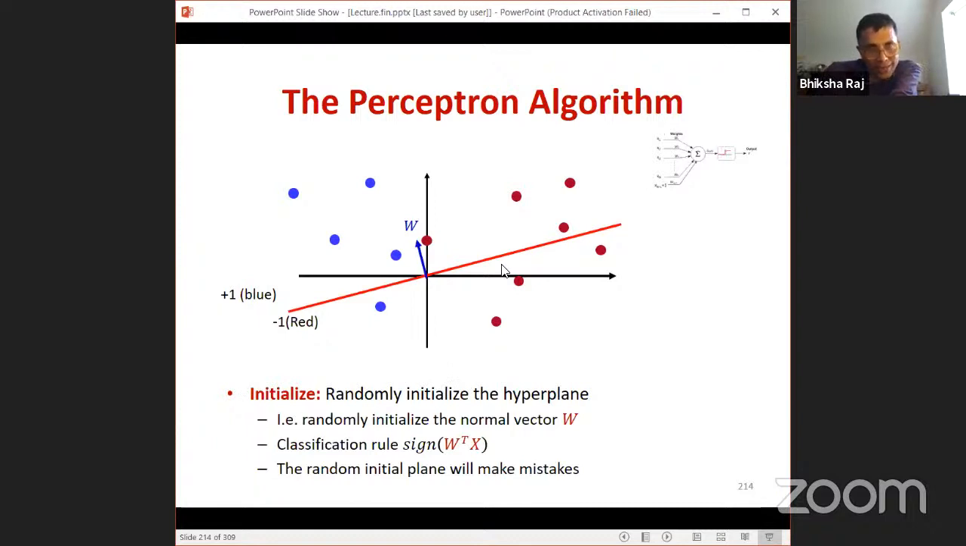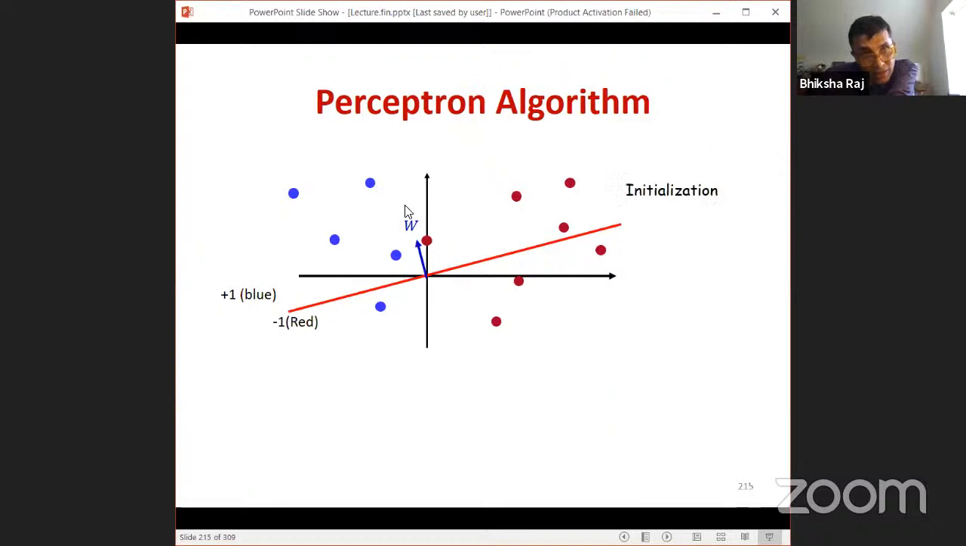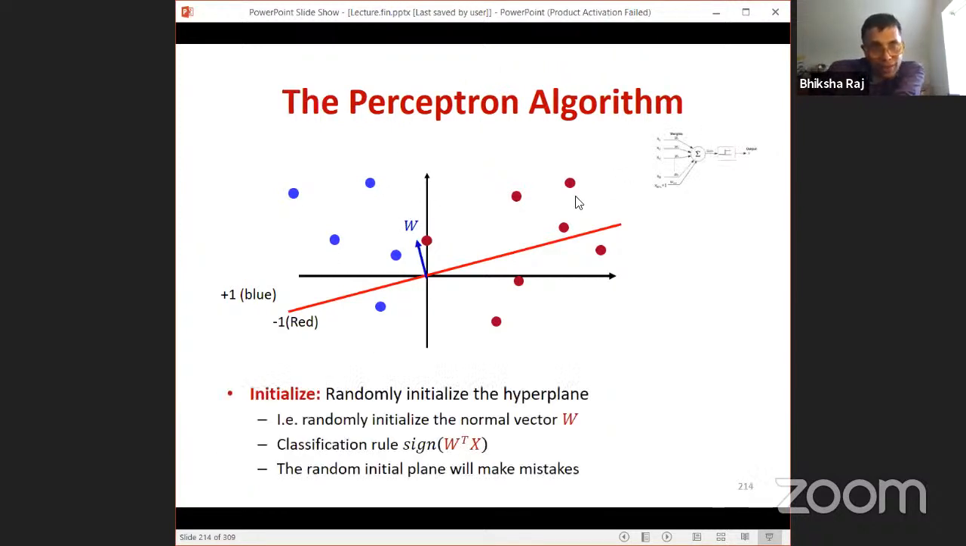You'd randomly initialize some hyperplane. So these are the weights for the hyperplane. And this hyperplane is going to be classifying your training points. It correctly classified these red guys, but it misclassified these red guys. It correctly classified these blue guys as one, but then it misclassified these red ones as also one. It misclassified this blue one as minus one, but it correctly classified these red instances as minus one.